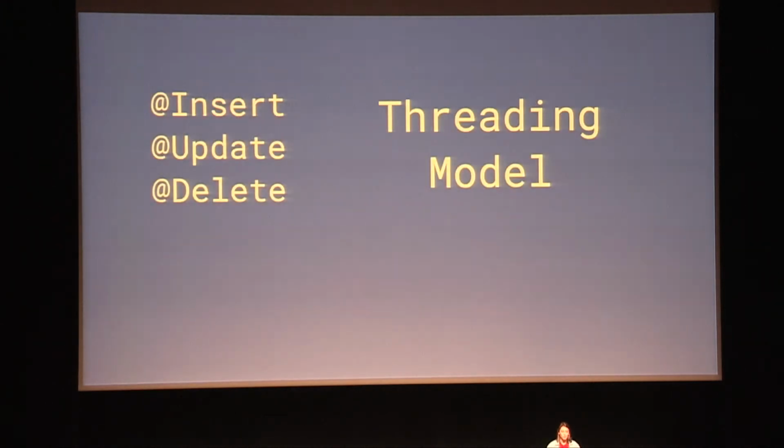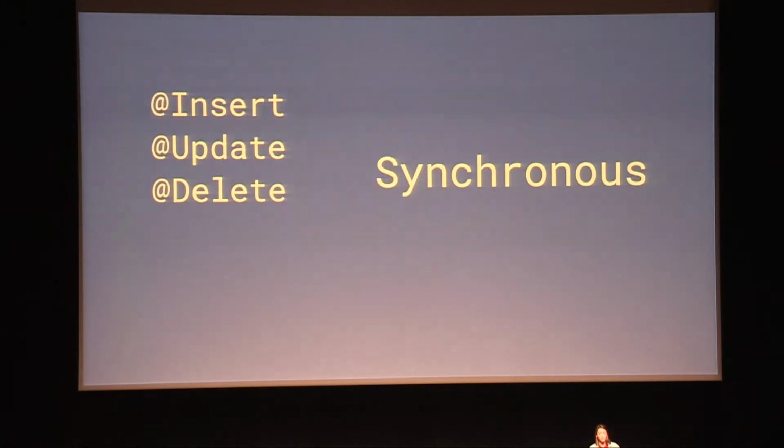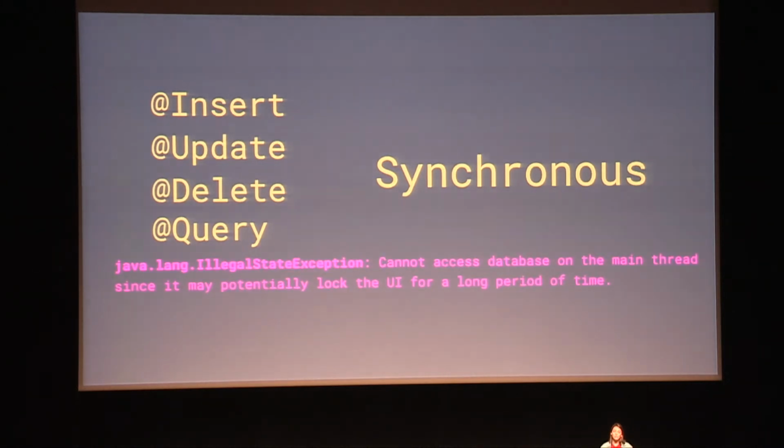Okay, let's look at the threading model. Insert, update, and delete are synchronous. And actually, query can also be synchronous. So this means that they will be run from whatever thread you're triggering them from. But if that thread is the UI one, you will get an illegal state exception saying that Room accesses the database on the main thread. So this means that you are automatically forced to avoid these kinds of threading issues, in the end providing a better user experience for your users.